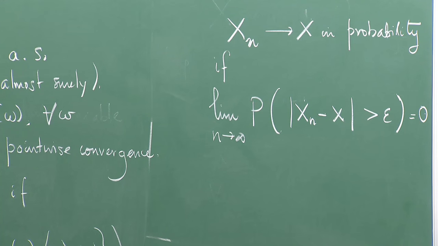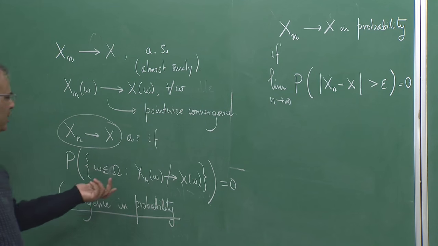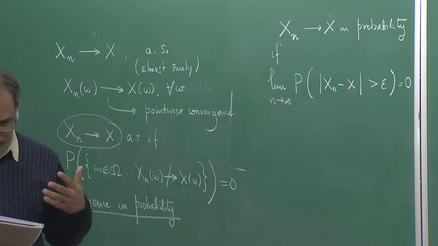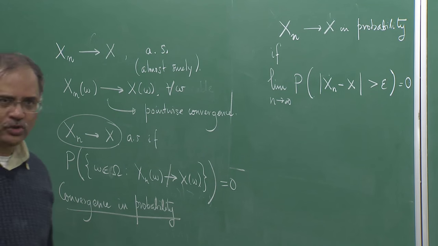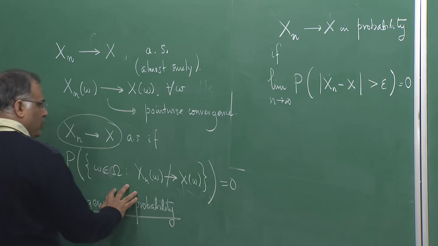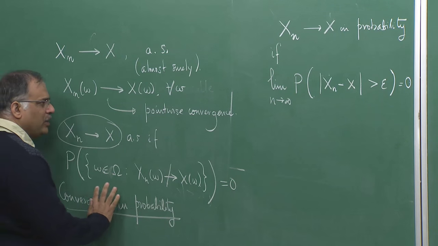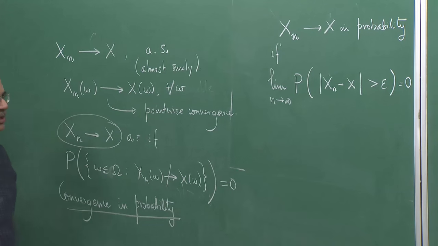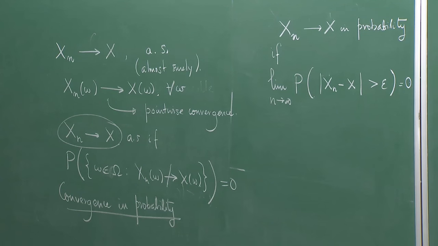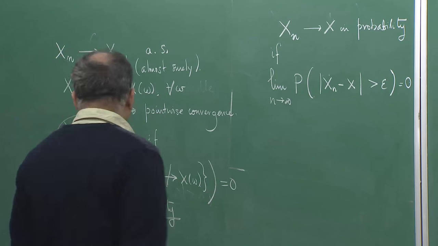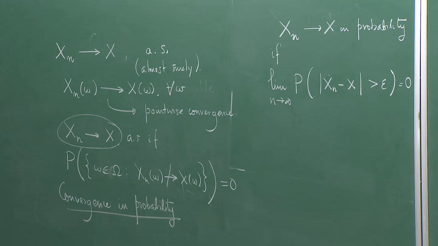Of course, if you are satisfying this, you are satisfying that. But there is the interesting question: if I am converging in probability, am I converging also almost surely? If I am converging almost surely, I leave it to the viewers to decide whether they converge in probability. The answer is yes. Now, if I am converging in probability, is the same sequence also converging almost surely? The answer is, there is at least a subsequence which is converging almost surely to the same random variable.